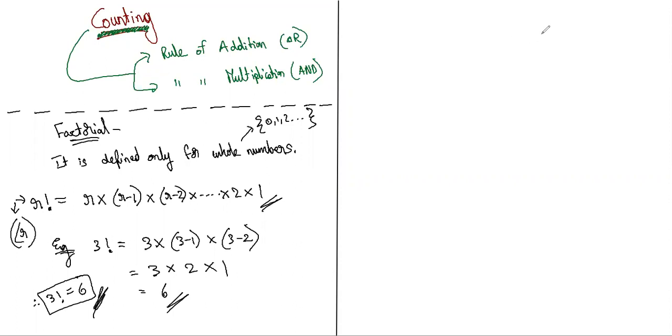Okay. No doubt so far? Yeah. Some properties. Let us just look into some properties. First and foremost important property is that the factorial of any number can be written as R times R minus 1 factorial. R factorial can always be written as R into R minus 1 factorial.